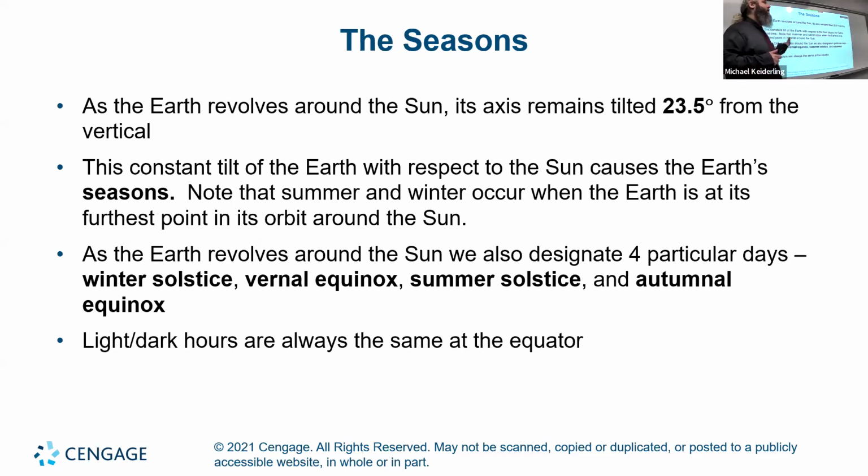And so, because the winter solstice is the shortest day of the year, the summer solstice is the longest day of the year. If you're towards one of the poles... at the equator, the light and dark hours are always the same. There's no variation in length of night and day, but the variation gets more and more extreme as you go further away from the equator.